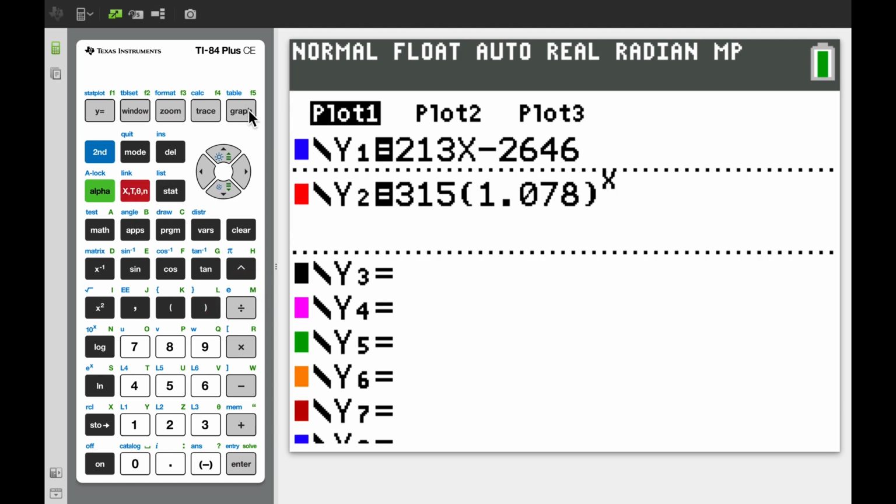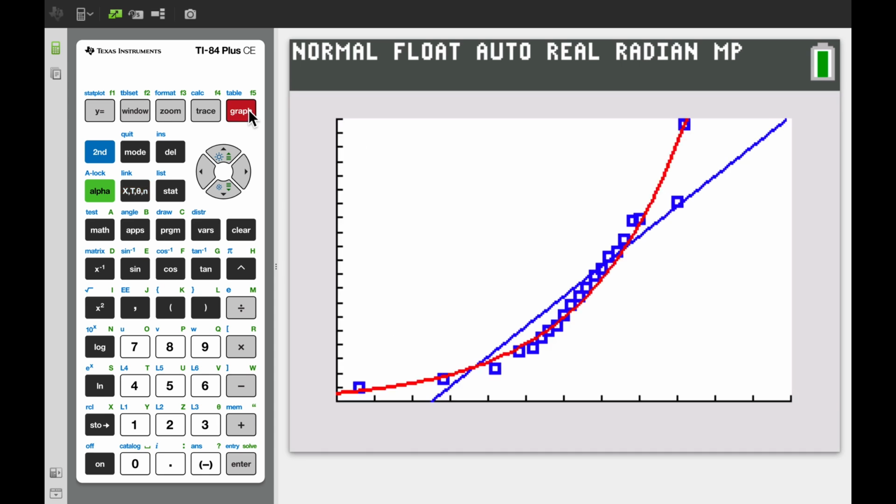And now when I graph that, I'm going to see how well that compares to my data, and that looks like that fits a lot better. Look at how well that fits on my data, and that's why my correlation coefficient is so much stronger on that one. And so if you were trying to decide, you could do both ways and see which one works.